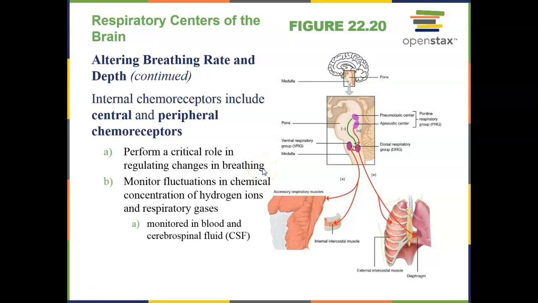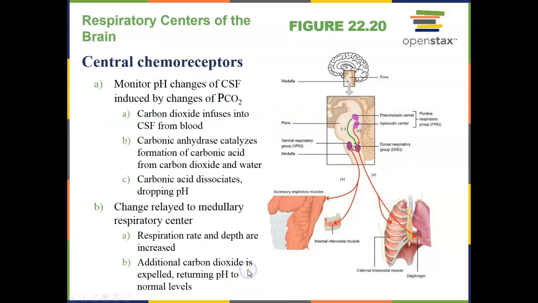All right, so let's look at those chemoreceptors a little closer. We have both central and peripheral chemoreceptors that are going to detect changes in either blood or in cerebrospinal fluid. So let's look at the central chemoreceptors.